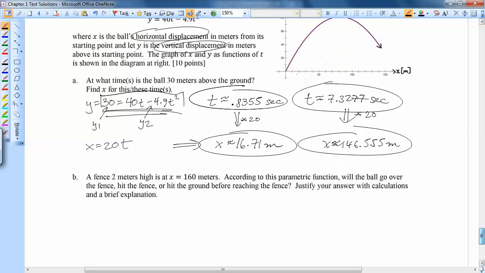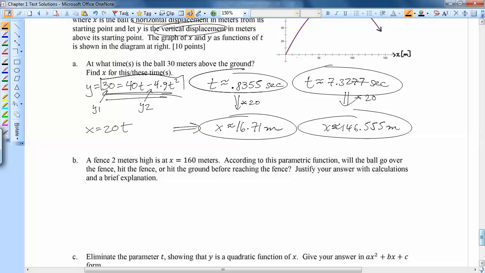All right. In the next one, it says a fence 2 meters high is at x equals 160 meters. So according to the parametric function I gave you, will the ball go over the fence or hit the ground? And then you've got to justify your answers. So the fence is 2 meters high when x is 160. Well, I know from my equation that x is also 20t. So that means when x is at 160 meters, that's when the ball has been in the air for 8 seconds, because that's what t is going to be.